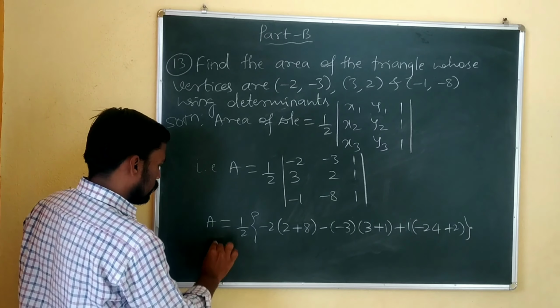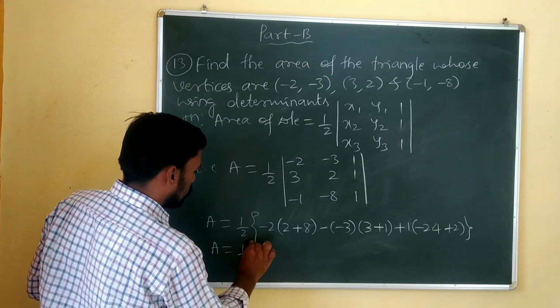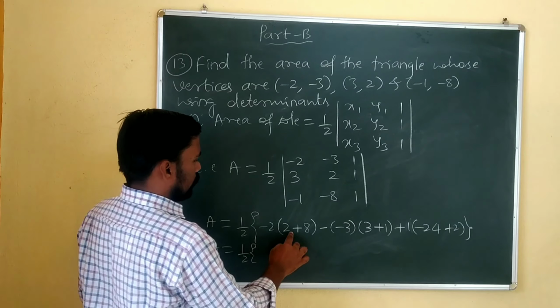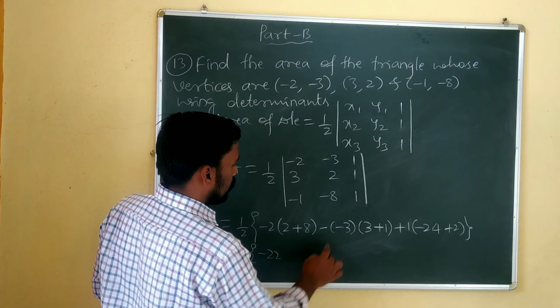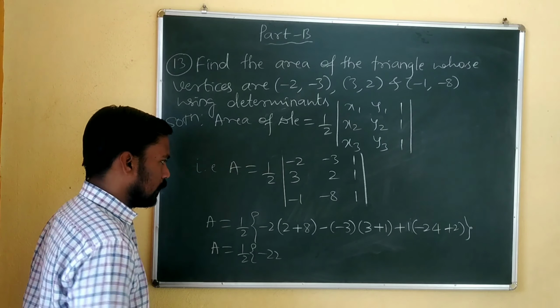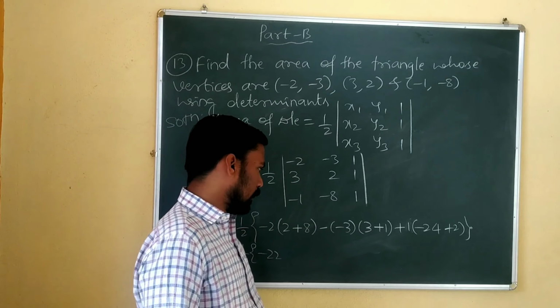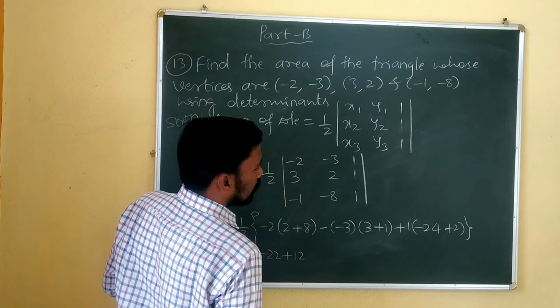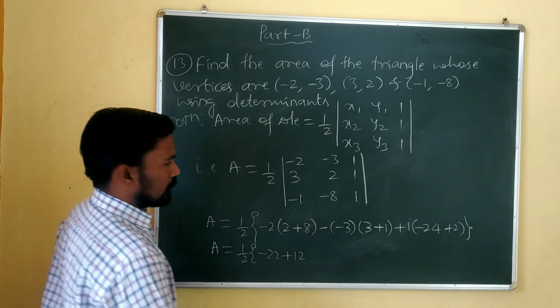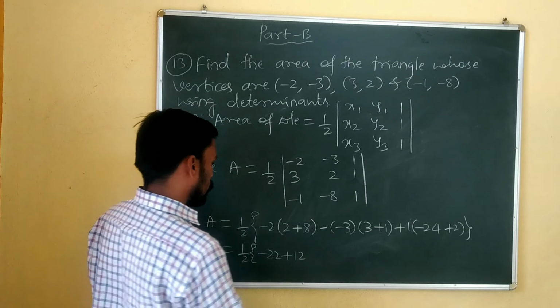A is equal to half into minus 2 plus 8, 10. 10 into minus 2, minus 22. Minus into minus plus 3 into 3 plus 1, 4. 4 into plus 3, plus 12. Minus 24 plus 2, minus 22 into 1 is minus 22.